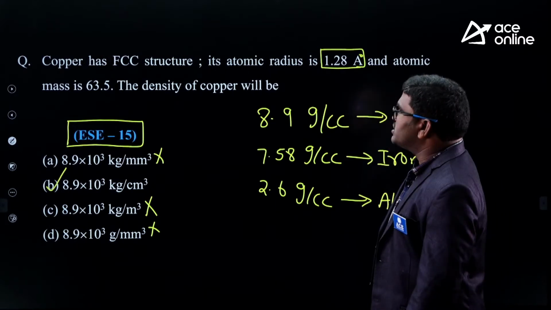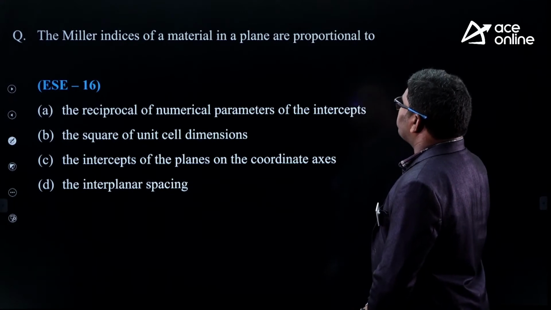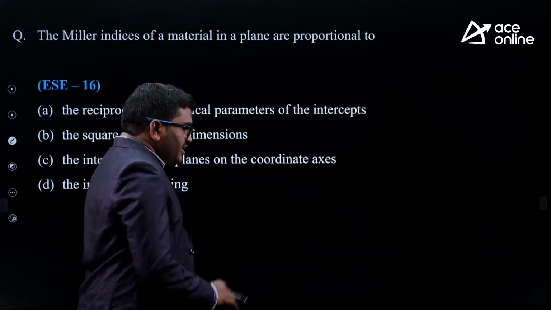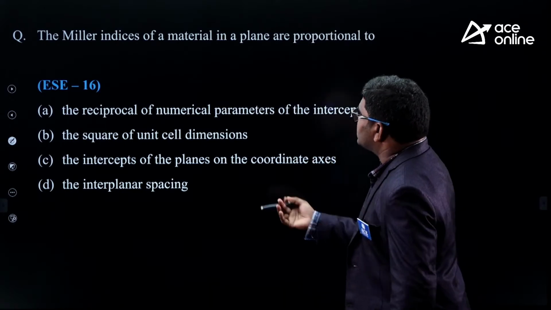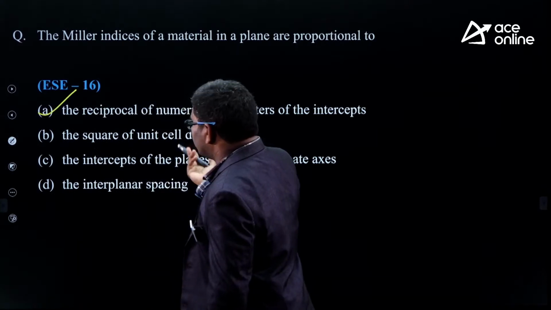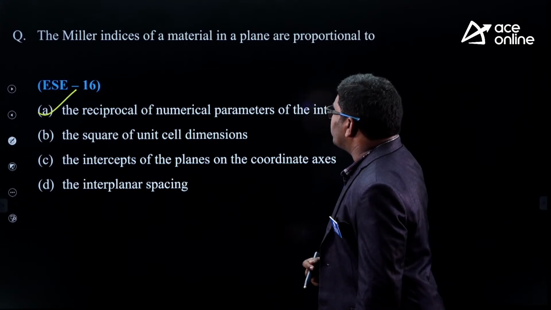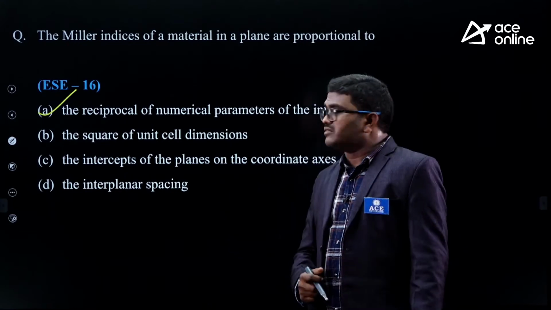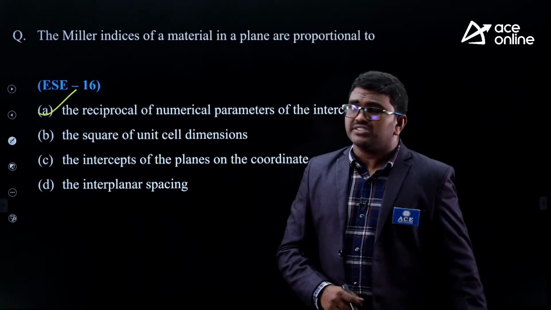Okay, very simple question. Next question: the Miller indices of a plane are proportional to what? Listen carefully, the Miller indices are nothing but reciprocals of the plane's intercept fractions, right? So it's a direct question: reciprocals of numerical parameters of the intercepts, so the direct answer is given. Square is not correct, intercepts of the planes on the coordinate axes is not correct, and interplanar spacing is not correct. So the correct answer for this question is A.